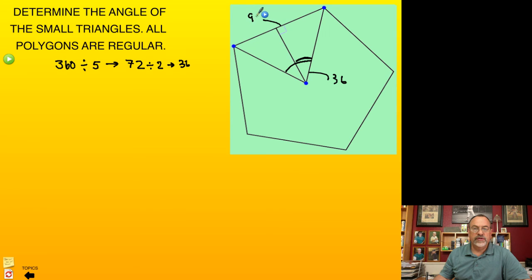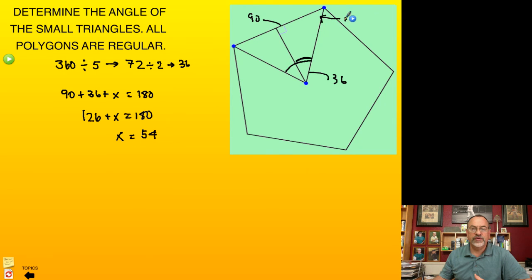This angle is always going to be 90 because I'm drawing the apothem perpendicular to the side. So to determine the measure of this angle down here, I'm just going to use the fact that all angles in a triangle add up to 180. So 90 plus 36 plus the missing angle needs to equal 180. Solving this equation, I've got 126 plus this angle is 180, and subtracting 126 from both sides, I get 54. So the measure of this angle here would be 54.